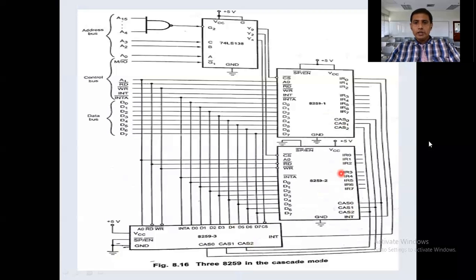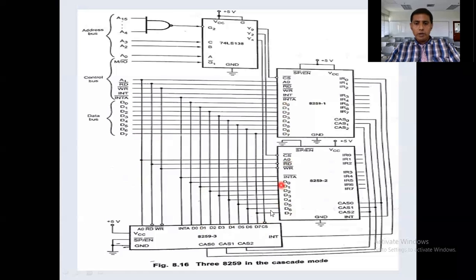Okay. Now let us see here, read bar and write bar. Read bar is connected to read bar of the processor. Write bar is connected to write bar of the processor. Here also read bar is connected to read bar of the processor, and write bar to write bar of the processor. INTA bar is connected to INTA bar of the processor. Here also INTA bar is connected to INTA bar, and here also. And all data lines D0 to D7, similarly here also D0 to D7, are all connected to the processor data bus D0 to D7.